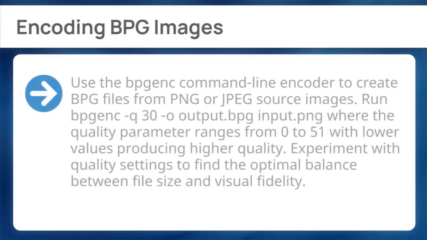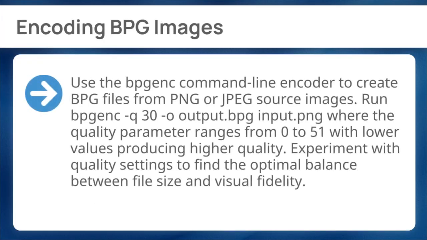Finally, encoding BPG images. Use the bpgenc command line encoder to create BPG files from PNG or JPEG source images. Run bpgenc -q 30 -o output.bpg input.png, where the quality parameter ranges from 0 to 51, with lower values producing higher quality. Experiment with quality settings to find the optimal balance between file size and visual fidelity.